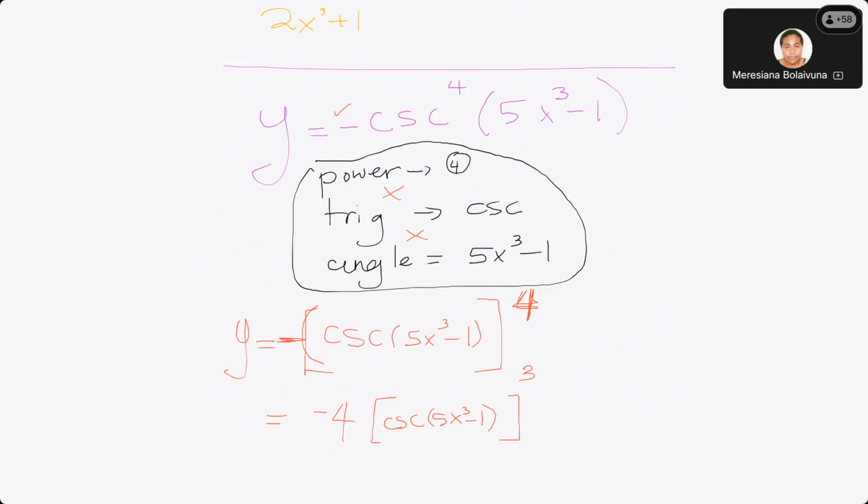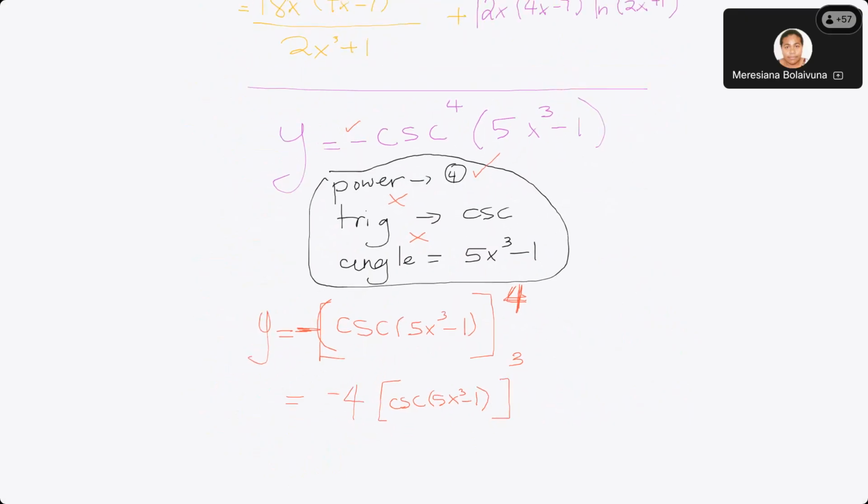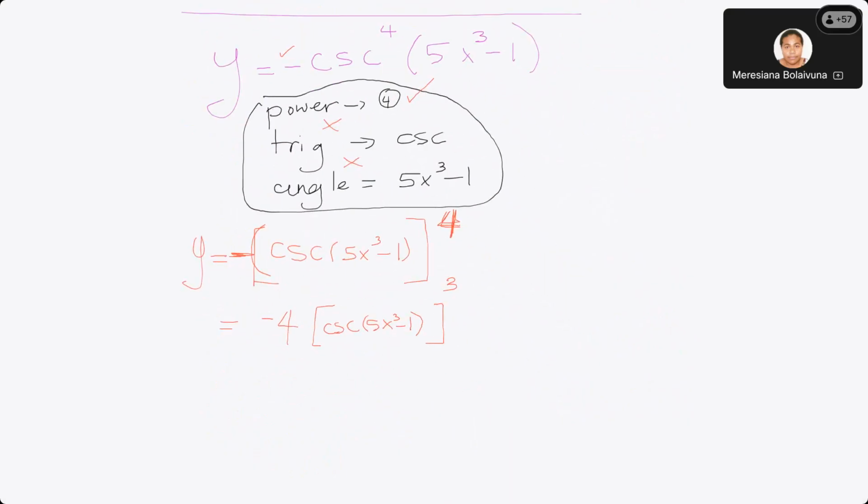So that is the first part, the derivative of the power. Now let's differentiate the trig function. What is the derivative of trig? What is the derivative of cosecant? You can check our formula. The derivative of cosecant is negative, right? The derivative of cosecant is negative cosecant x cot x, okay? Negative cosecant x cot x.